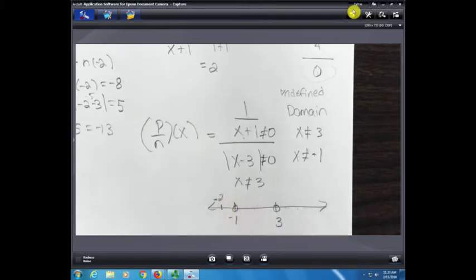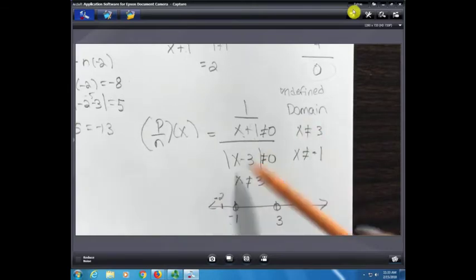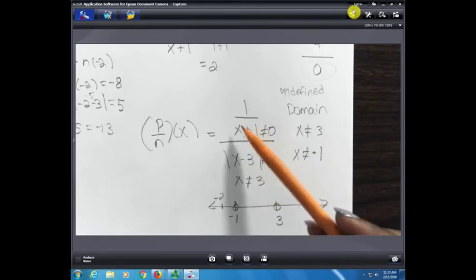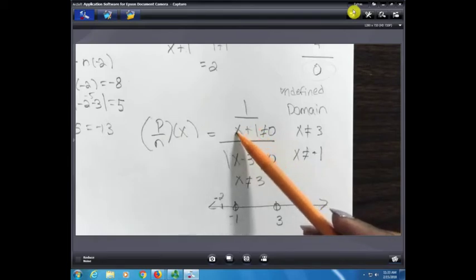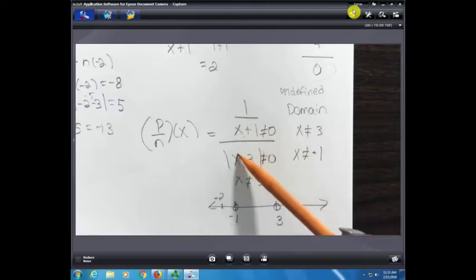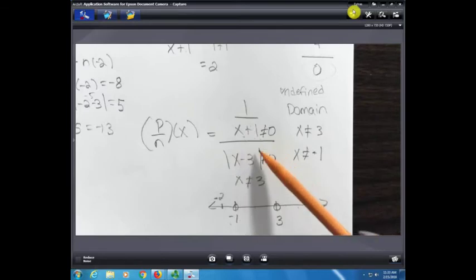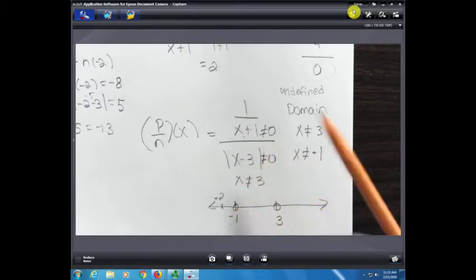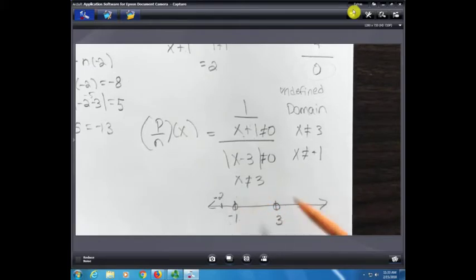Yeah, I can do negative 2. It really doesn't matter. Now, let's test negative 2 in this function. If I plug in a negative 2 here, will they give me a 0 at the bottom? No. Can I plug in a negative 2 in this absolute value? Yes. So I can actually use this interval here. Give me a number in between negative 1 and 3.